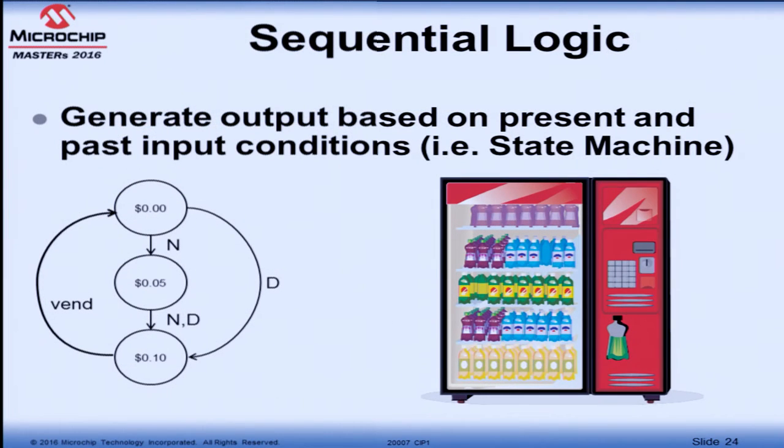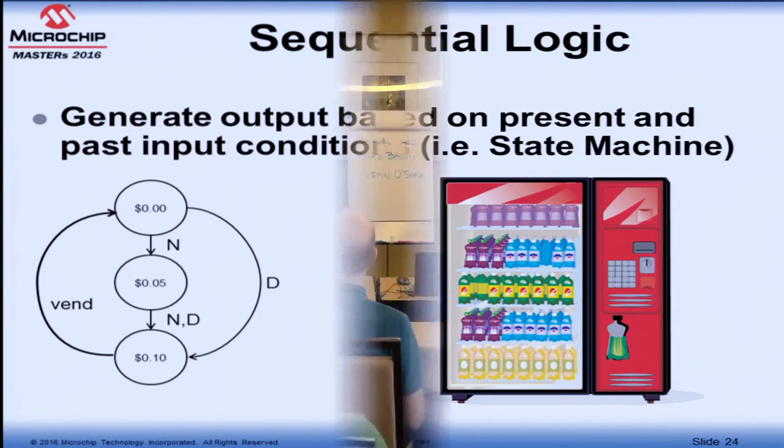Okay. After talking about the combinational logic, another new way I can think of to use the CLC is sequential logic, basically a state machine. Suppose I have a really ancient vending machine here that only takes dimes and nickels, and it takes 2 nickels or 1 dime to vend the water to you. And we can work out a state table like that, right?